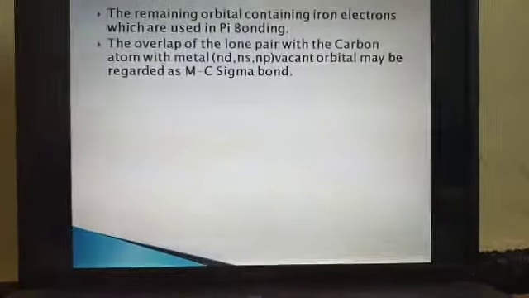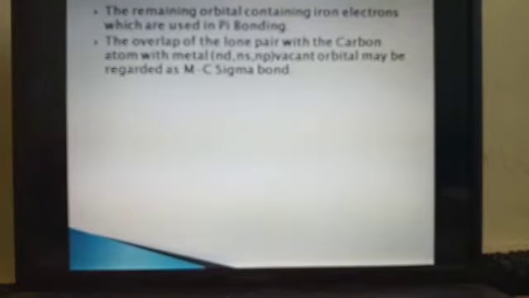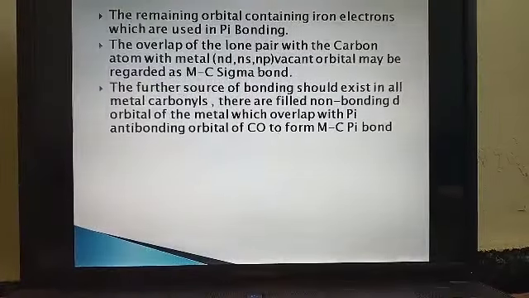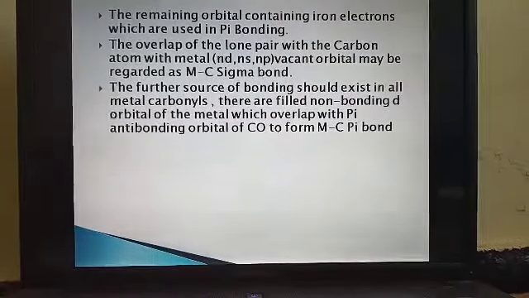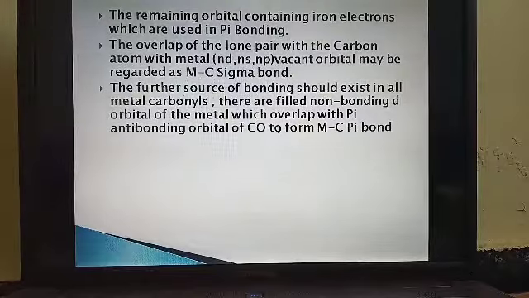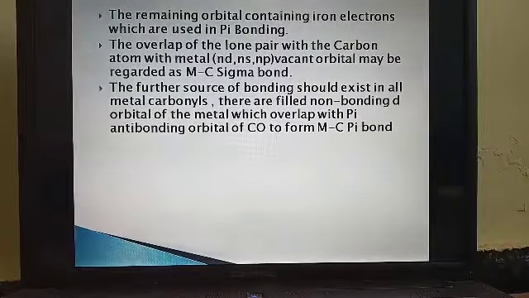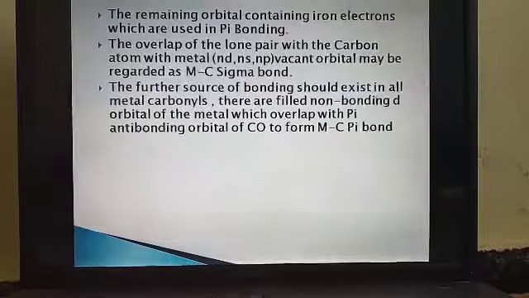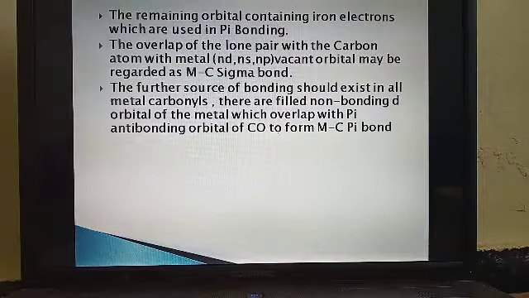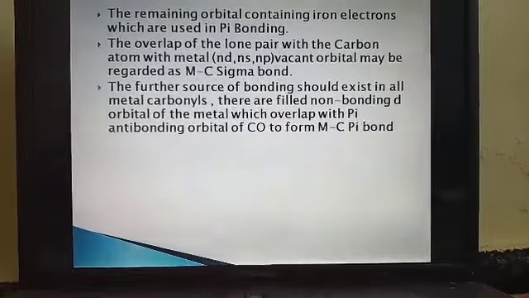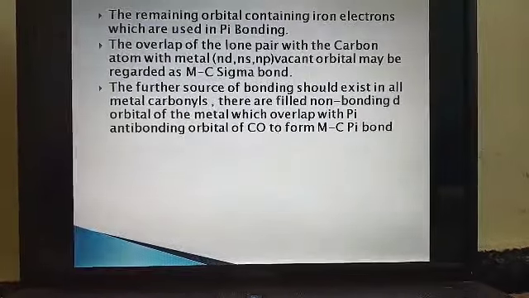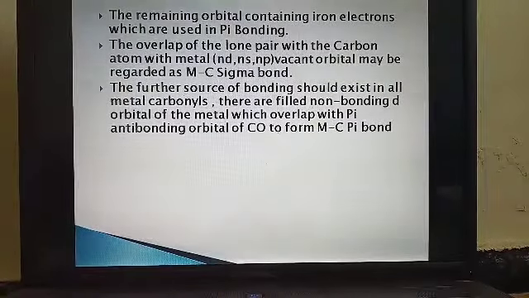So how that sigma bond has been formed means the movement of electrons from ligand to metal through a carbon, that is sigma bond. Then the further source of bonding should exist in all metal carbonyls, that is there are filled non-bonding d orbitals of the metal ion which overlap with the pi antibonding orbital of the CO to form the MC pi bond, that is metal carbon pi bond. So here one thing is very important: you can see a movement of electrons from ligand to metal ion in coordination compounds. But here another type of bond exists, that is pi bond.